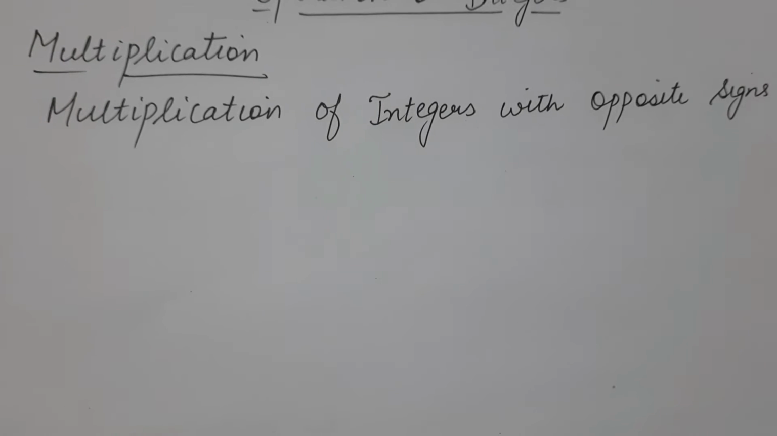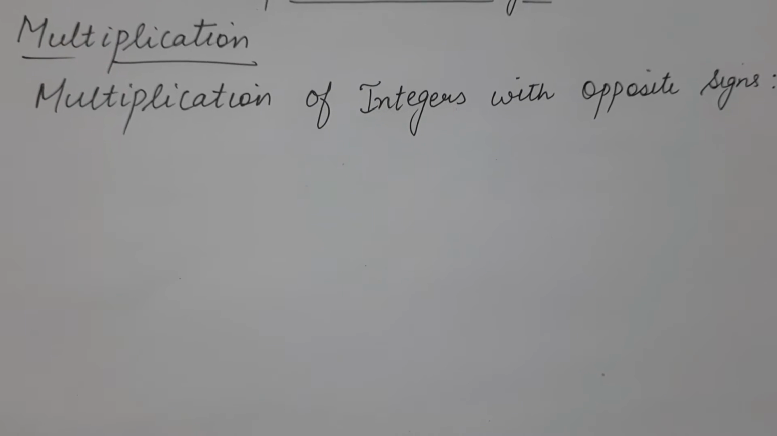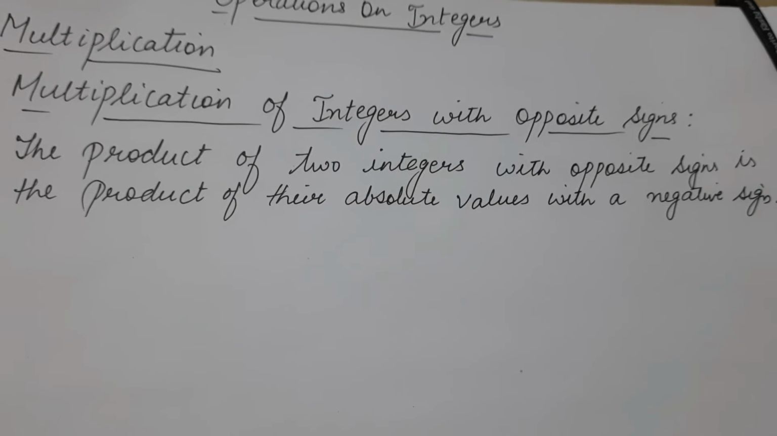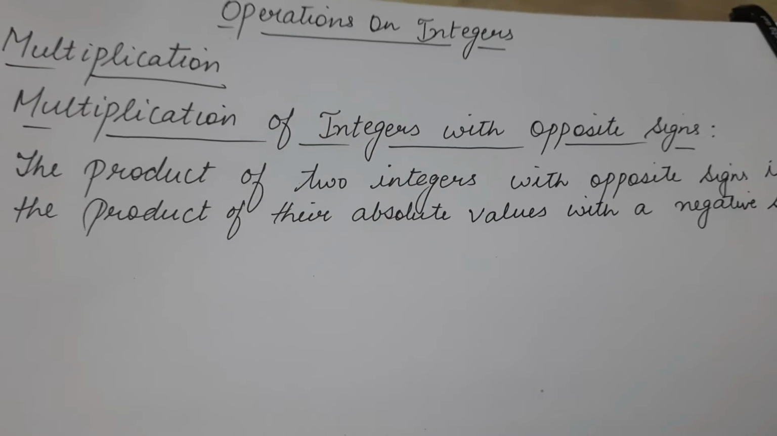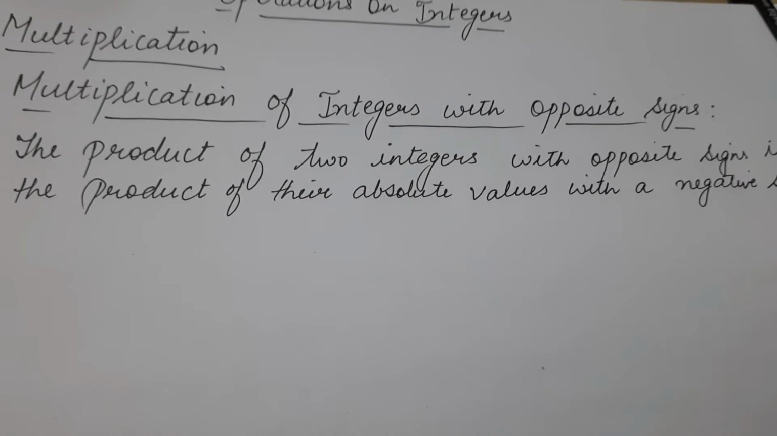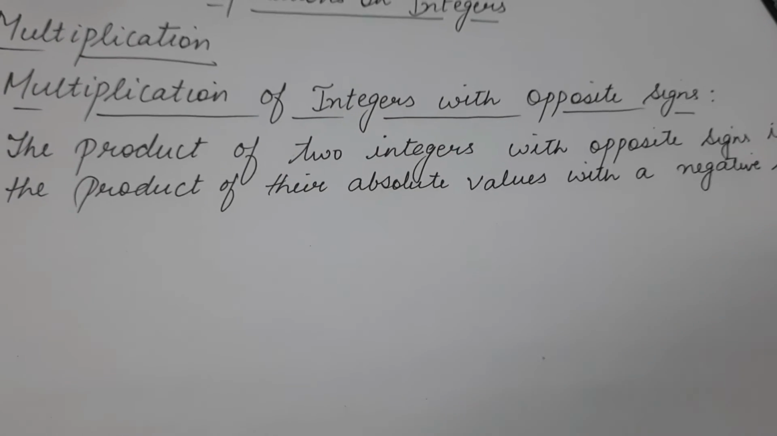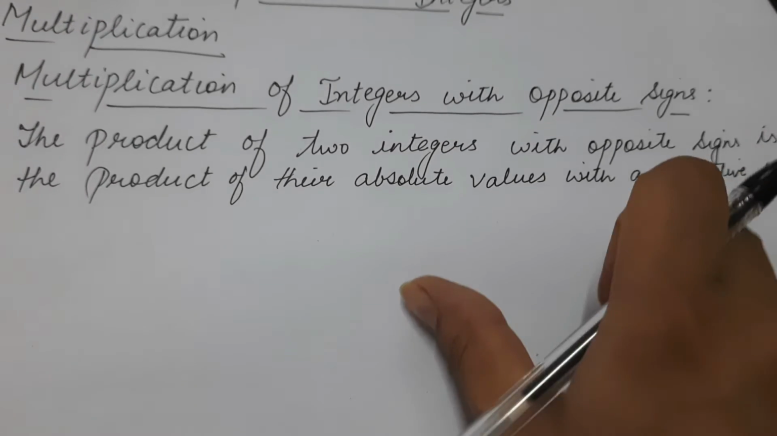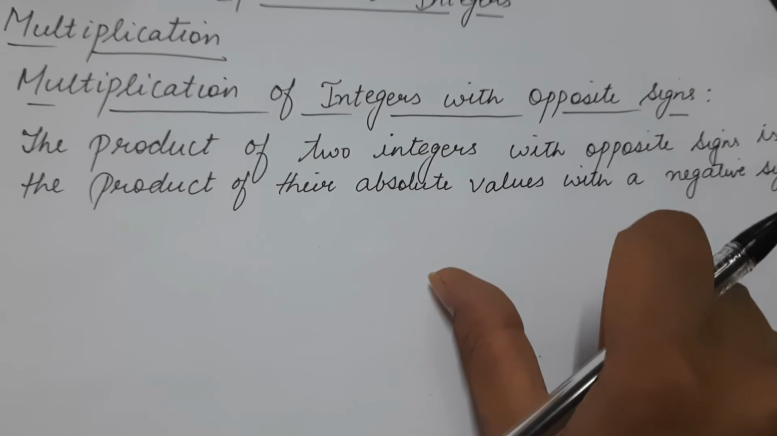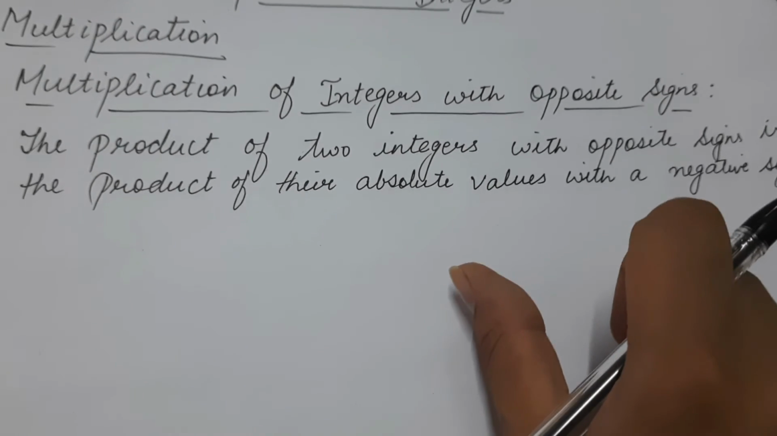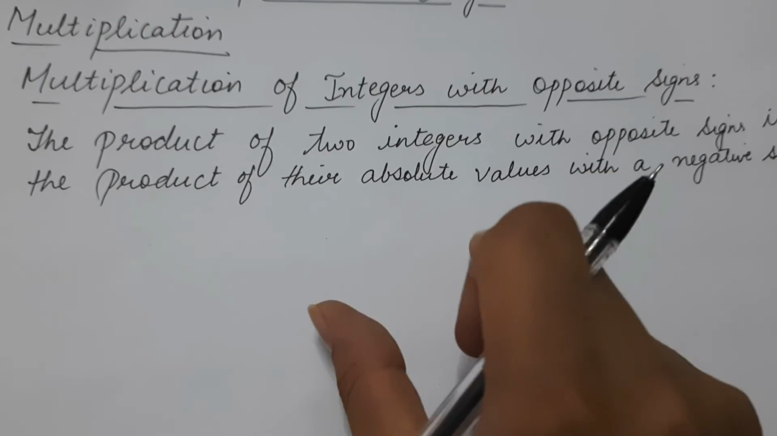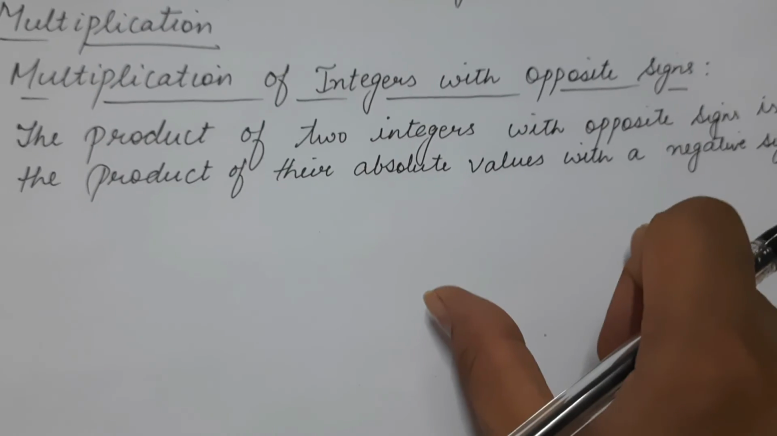Okay, next comes multiplication of integers with opposite signs. If the signs of the integers are opposite, then how do we multiply? See, the product of two integers with opposite signs is the product of their absolute values with a negative sign. What is the product of two integers whose signs are opposite? The product is the product of their absolute values and the sign will be negative.